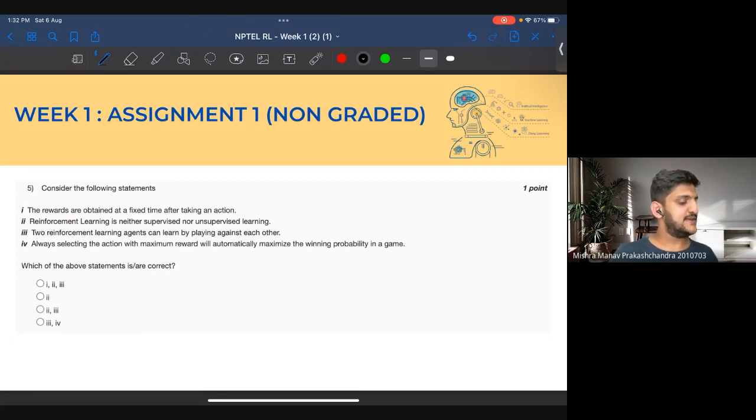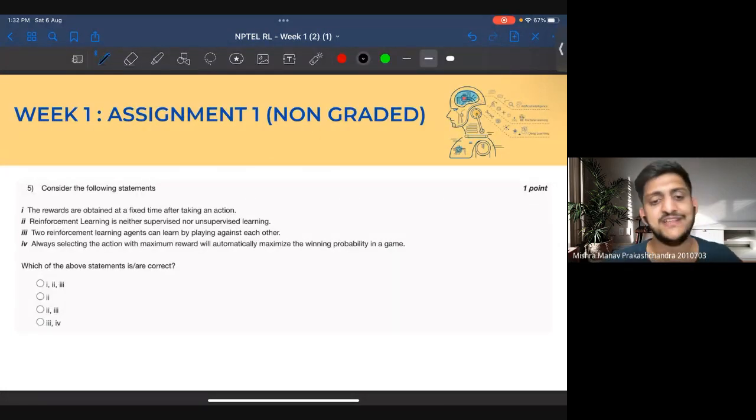First option is incorrect. Reinforcement learning is neither supervised nor unsupervised. Yes, this is true. This was discussed in detail in the introductory lecture. Probably go back and check it out. Statement 2 is correct. Then, reinforcement learning agents can learn by playing against each other. Yes, this is true. It has been shown that if 2 agents are forced to play against each other, then they collectively improve and try to get better than each other. So it's an adversarial kind of setting, and doing that can result in better performance. So statement 3 is correct.